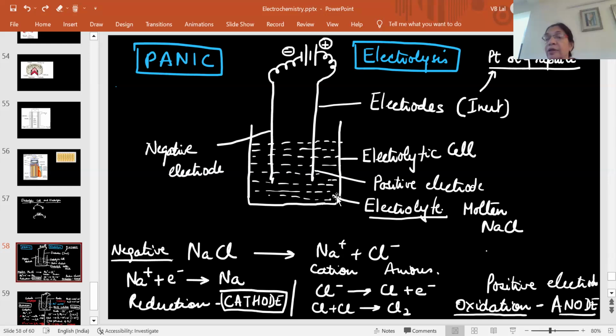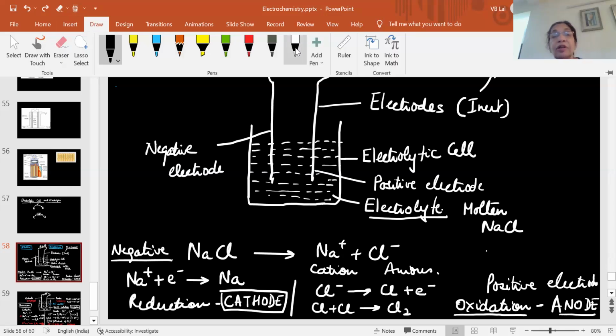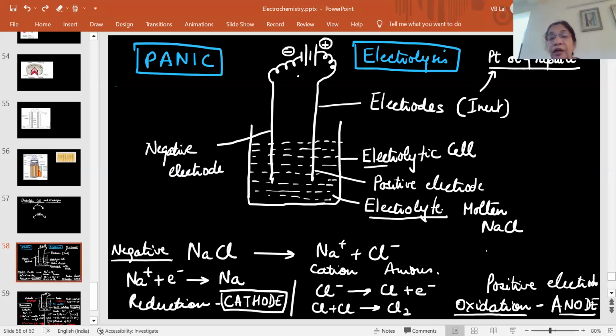So here you have an electrolyte, and that electrolyte is kept in a container which is known as the electrolytic cell. And you immerse two electrodes in the electrolytic cell. These electrodes can be a positive electrode and a negative electrode. Which one is the negative electrode? The one connected to the negative end of the battery. There is always a battery here. The battery has a negative and a positive end. The electrode connected to the negative end of the battery is the negative electrode, and the one connected to the positive end is the positive electrode.